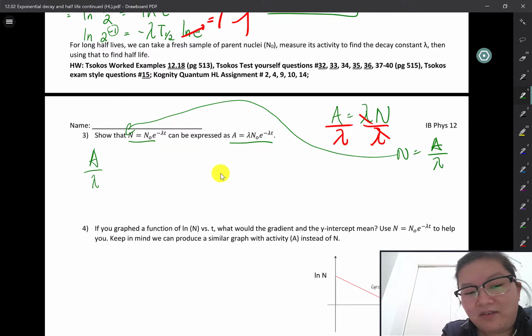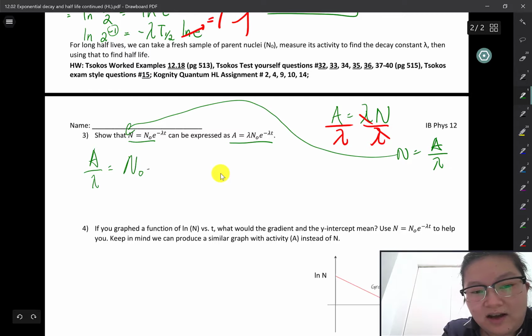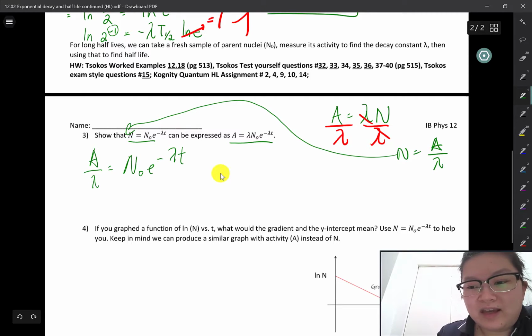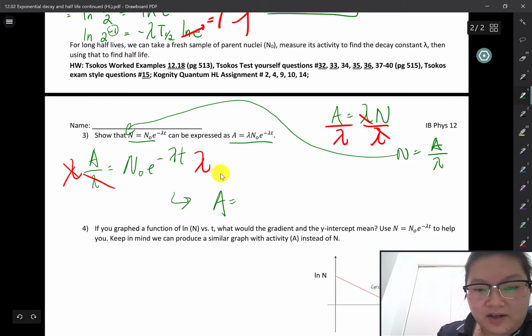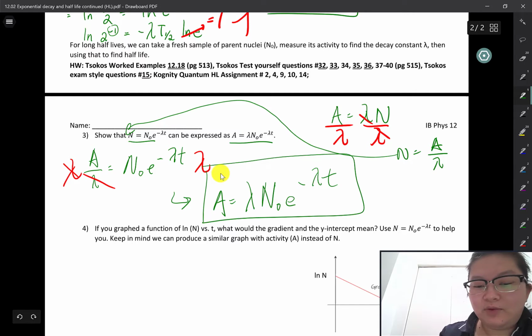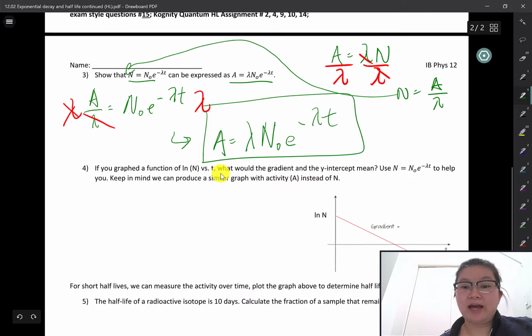We're going to get activity over lambda is equal to N naught e to the power of negative lambda t. So we just need to multiply the decay constant up to finish this off. So here, if we multiply by the decay constant, we're going to have lambda times N naught, the initial radioactive nuclei, e to the power of negative lambda t, which looks exactly like what we see above. So that wasn't too bad, okay?